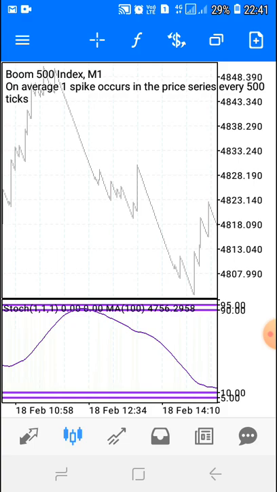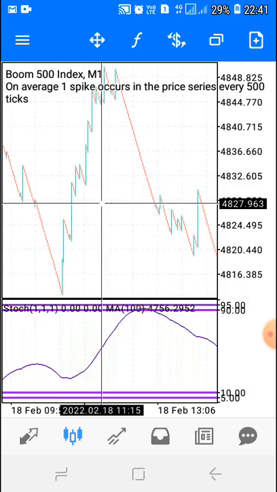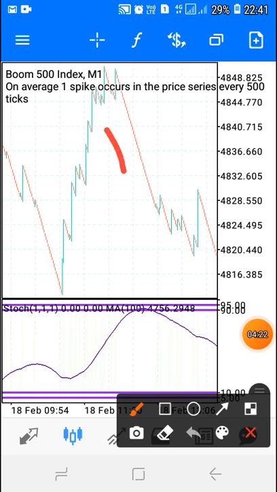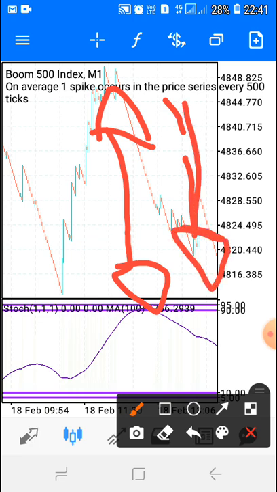When the chart is zoomed out completely, we can actually see that it decides to move down. For example, over here, let me just draw. We can see the 100 moving average decided to touch the 90 level, and over here the market decided to move down. You guys can see the market decided to move down.